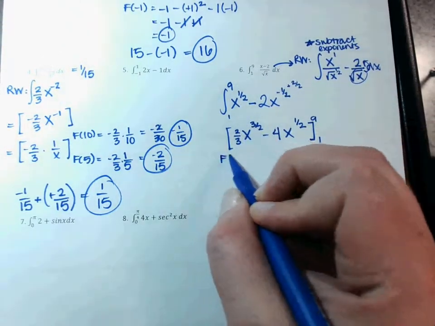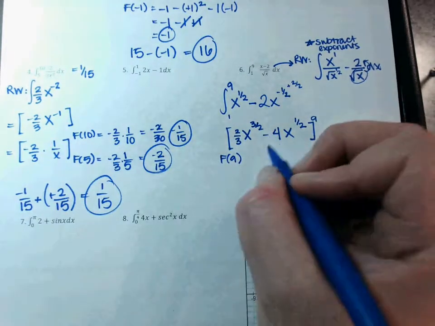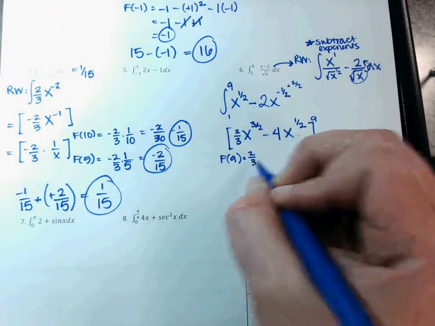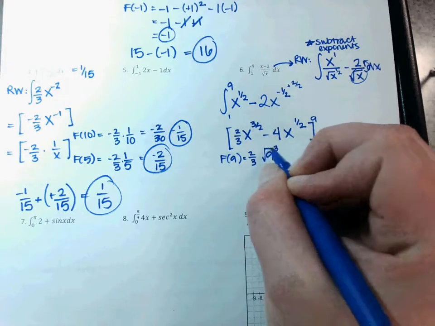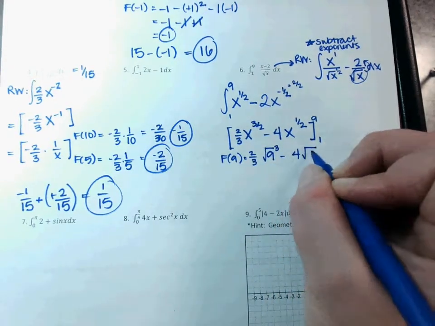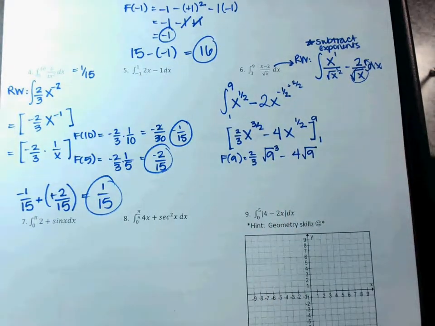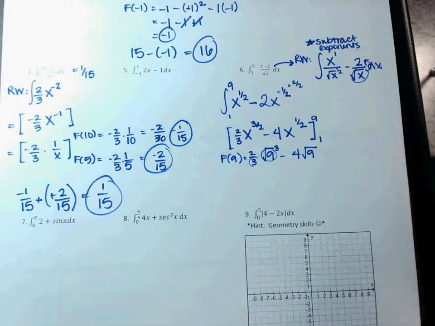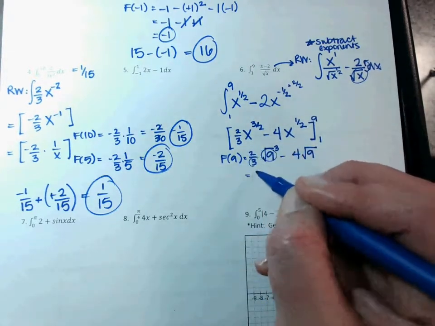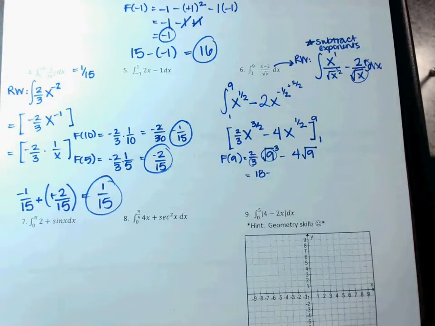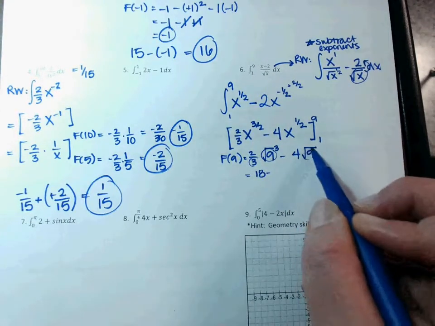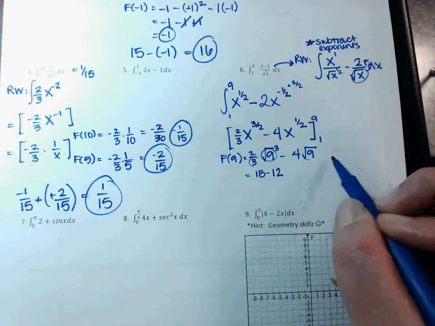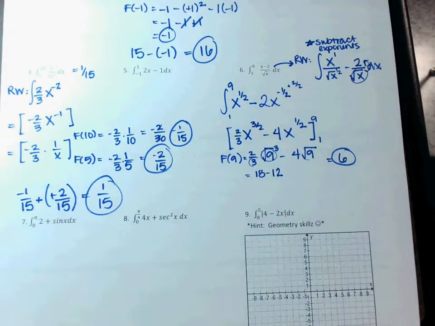So capital F of 9 I'll put first. That'd be 2/3 times 9 to the 3/2, minus 4 square root 9. Then remember the square root of 9 is 3. 3 cubed is 27. Divided by 3 is 9 times 2 is 18. And then square root of 9 here is a 3. 4 times 3 is minus 12. So my top one comes out to be a 6. Then you do your bottom one.